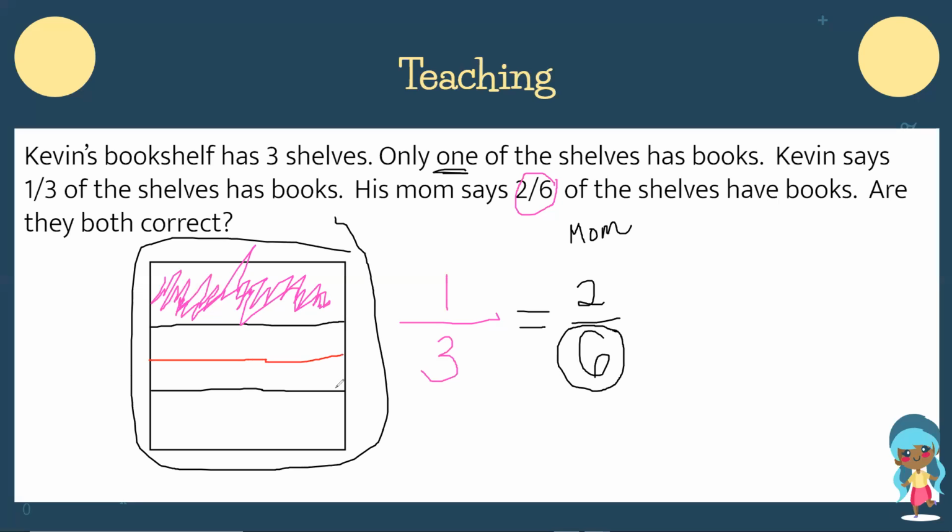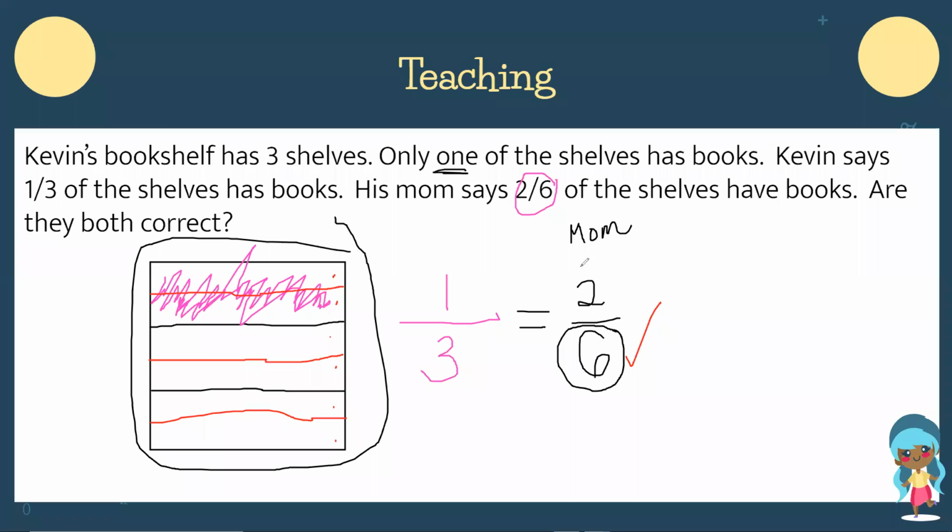1, 2, 3, 4 pieces, and those don't look equal. 1, 2, 3, 4, 5 pieces, they're still not equal. So I'm going to add another line up here. Notice how I've added a red line in each part of my model. So once I've added my red lines, now I notice that 1, 2, 3, 4, 5, 6, there are 6 total pieces. So that's good.